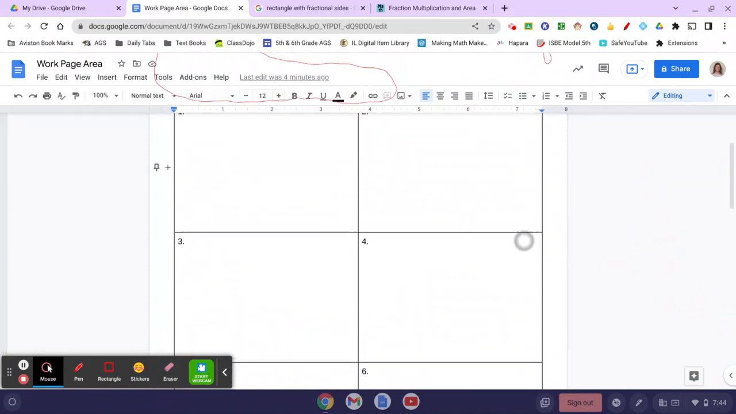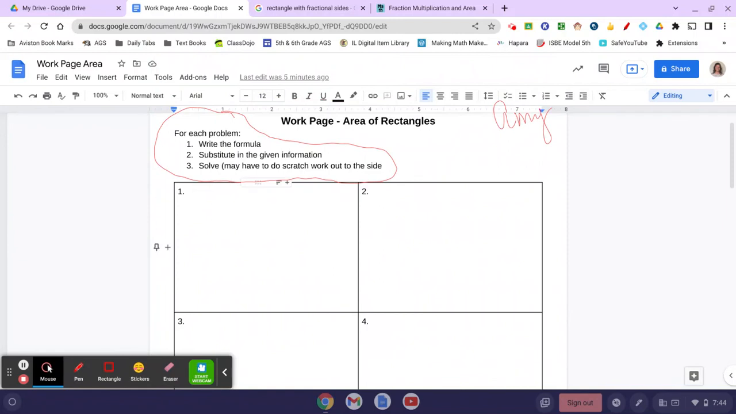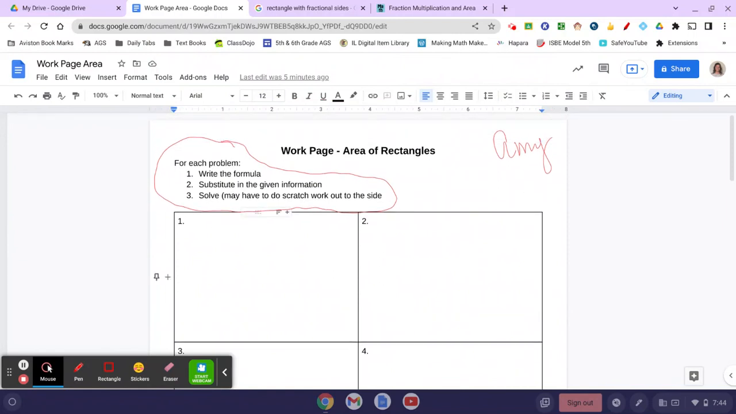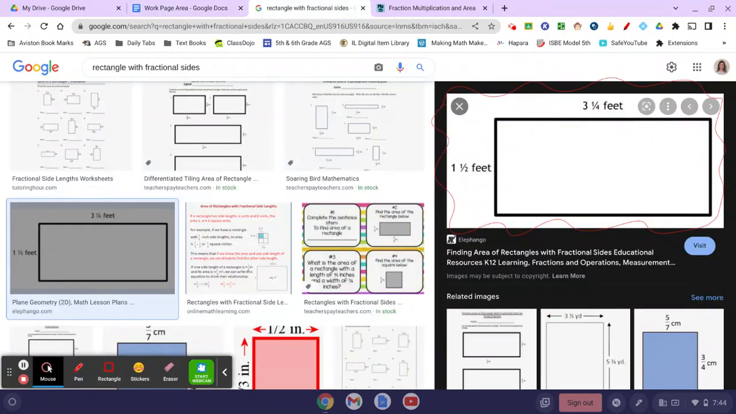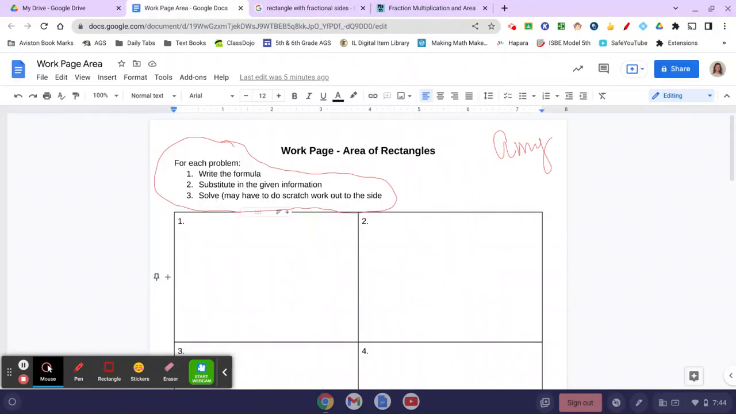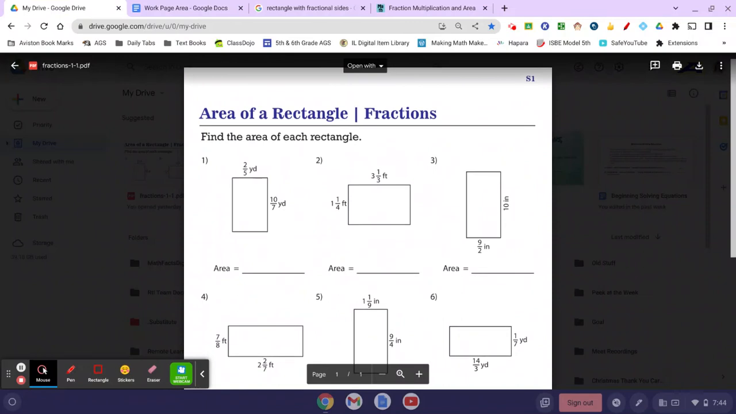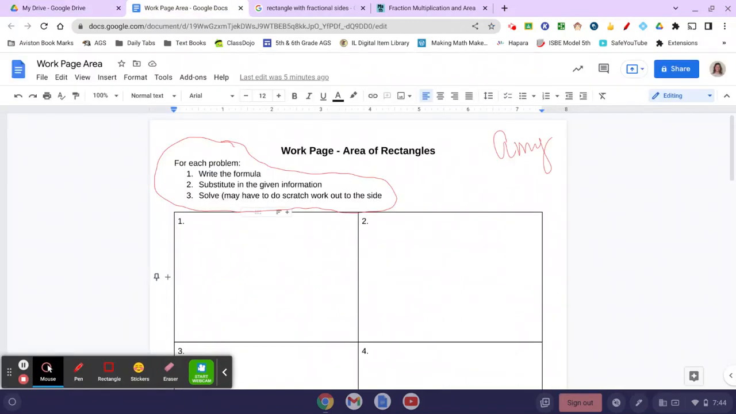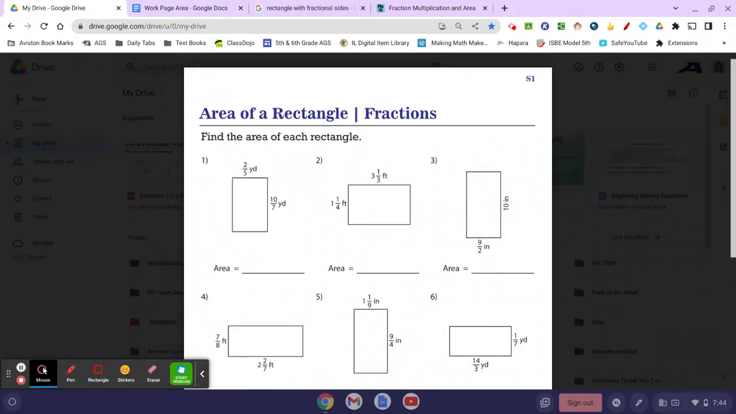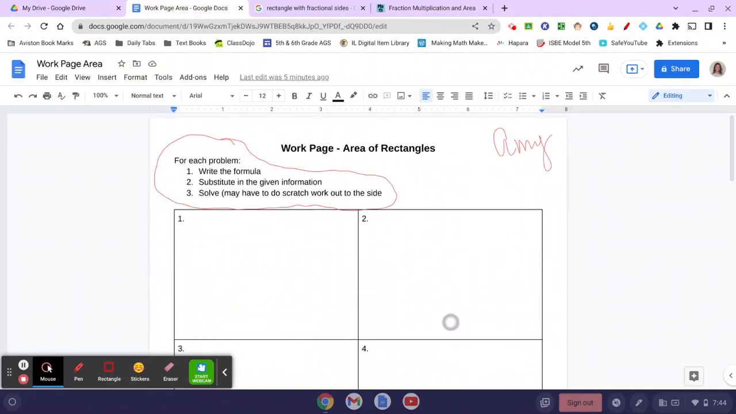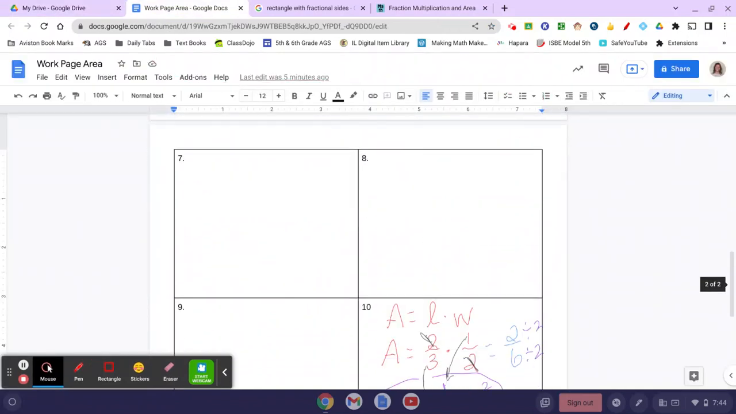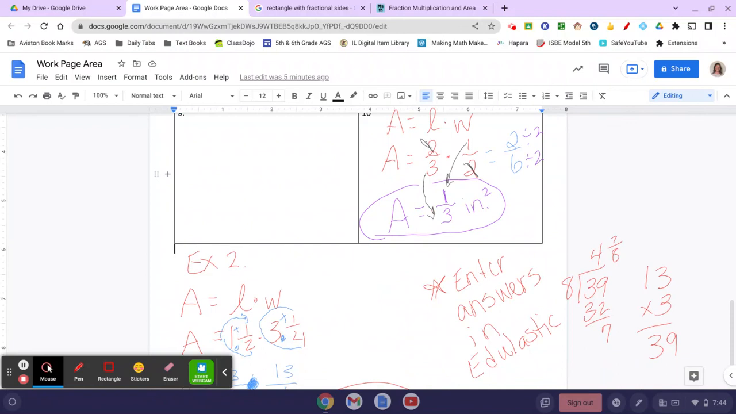You may need a piece of loose leaf for some of your scratch work. If you have enough room in the boxes, that's fine. If you need loose leaf, you will just staple that to your work page when you turn it in. And again, when you're finished with the 9 problems, you will staple your work page to this. You will enter your answers on Edulastic, and then you will be done.